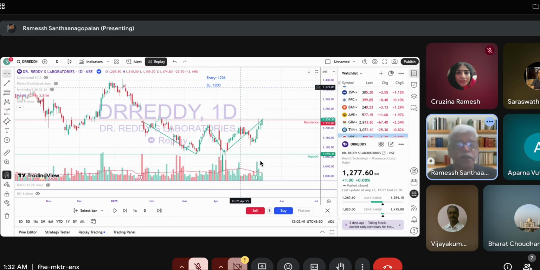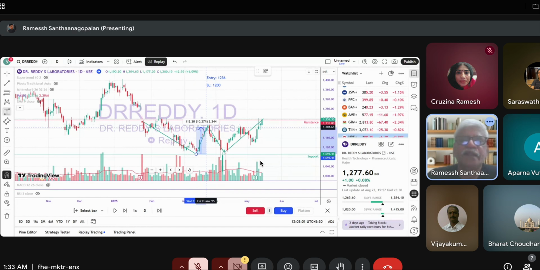Okay. Now you have to decide how much the stock can go up and how many days it will take. What you have to do, take this range, put it at this bottom, take it up to this level, because this is the support and this is the resistance.